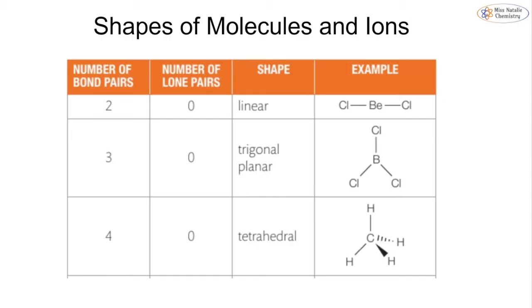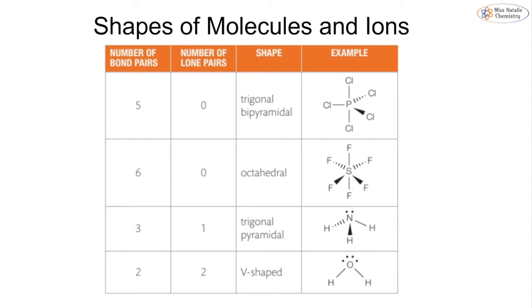So here's the summary of all our shapes. We have the linear, 2 bonding pairs, and we have BeCl2 as our example. We have 3 bonding pairs as trigonal planar, and this is BeCl3. Of course, that could be any other halogen. For 4 bonding pairs and no lone pairs, it's tetrahedral, and our example is CH4 or methane. For 5 bonding pairs, we call it trigonal bipyramidal, and our example is PCl5. For octahedral, we have 6 bonding pairs, so we have SF6 as our example.